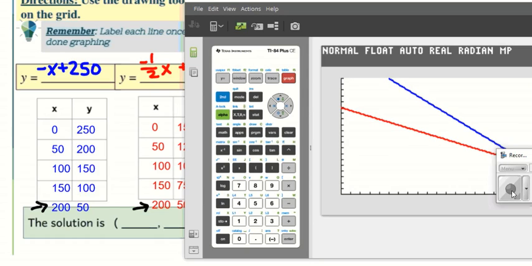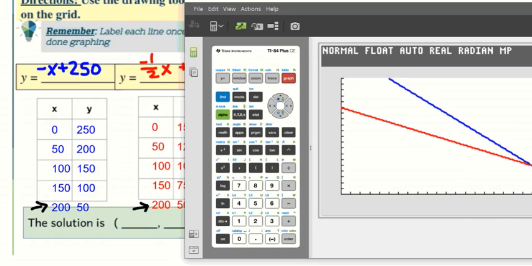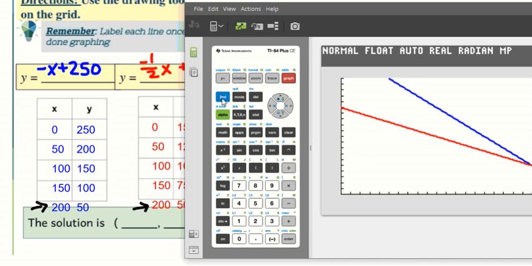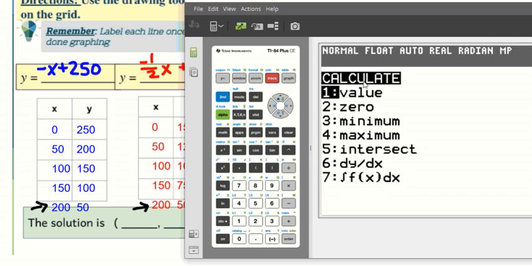And the third way that we can find the solution to this system of equations is by using our calculator. So remember, we already have our two equations written in y equals mx plus b form. We are going to press second and then the trace button to bring us to our calculate menu. From here, we're going to choose number 5 to find the intersection point.